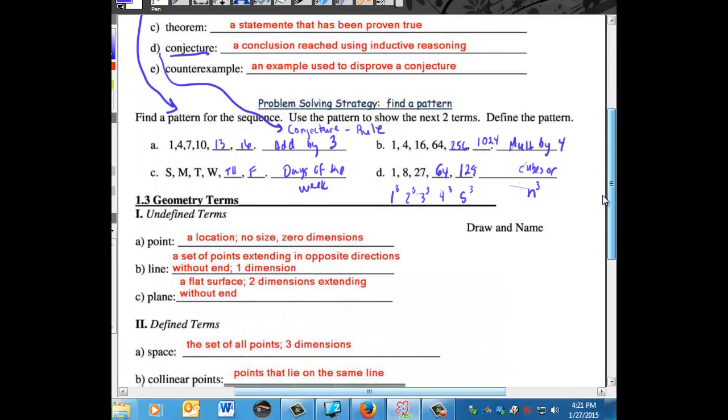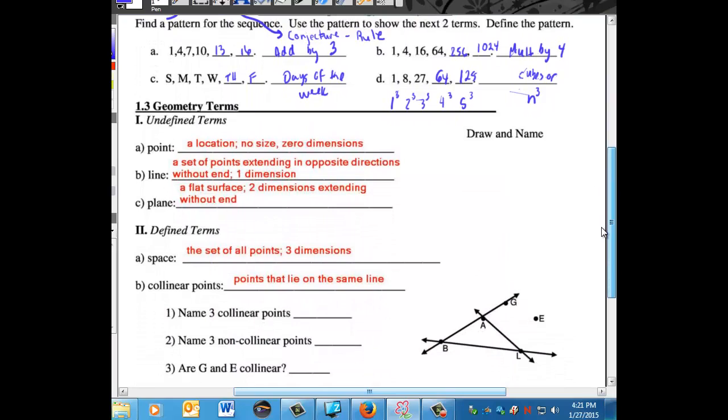Alright, we're going to scroll down, keep moving here. We have a point. They want us to draw a name. So a point, we can just put a point, and let's put point P. Alright, and I can also say that this is point P. Or we can have point X or point L or point anything.